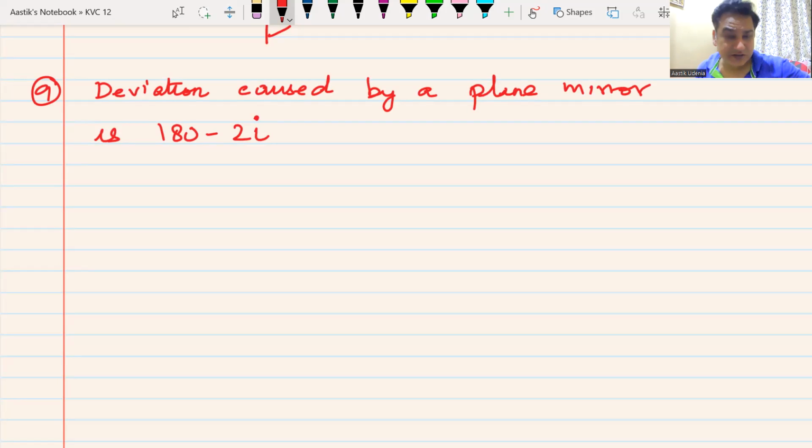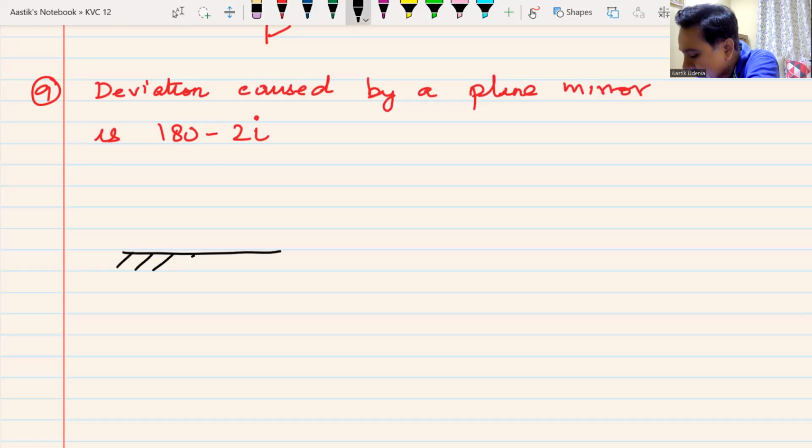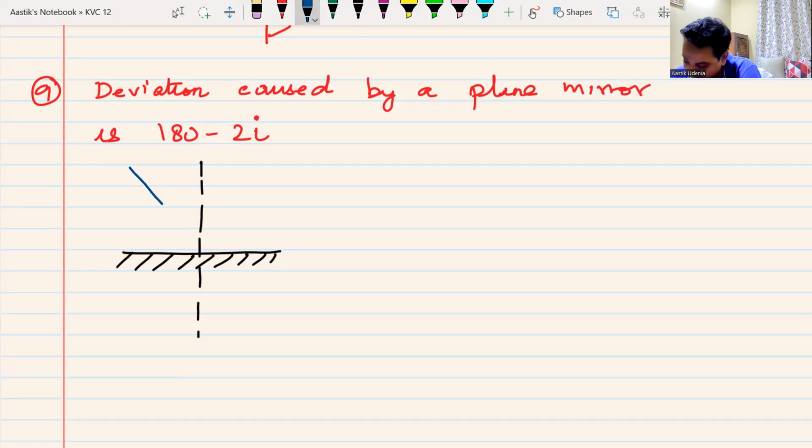Now, let me draw a simple diagram for deviation. This is my reflecting surface. It could be a plane mirror. This is my normal. Everyone understands this. This is my incident ray. The angle of incidence is I. Now, if I trace this here, the incident ray actually goes like this if there was no surface. So this is the actual direction of the incident ray.